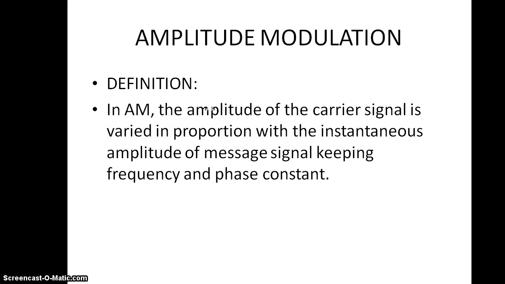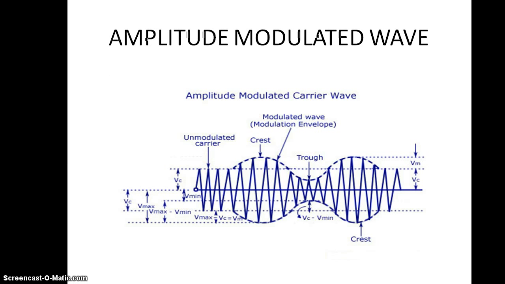So let me recall, modulation is varying some of the parameters of the carrier wave in accordance with the message signal. Based on the variation of the parameter, there are different types of modulation such as amplitude modulation, frequency modulation, phase modulation and some other digital modulations. Now let us first discuss amplitude modulation. In amplitude modulation, as is clear from the name itself, the amplitude of the carrier signal is varied in proportion to the instantaneous amplitude of the message signal, keeping the frequency and phase constant. This is known as amplitude modulation.